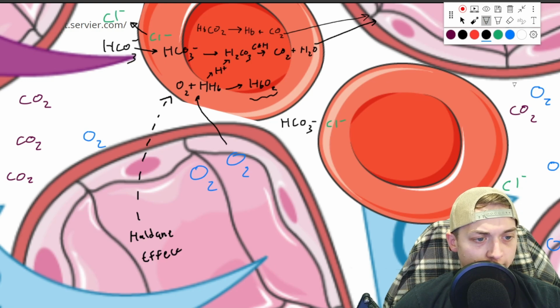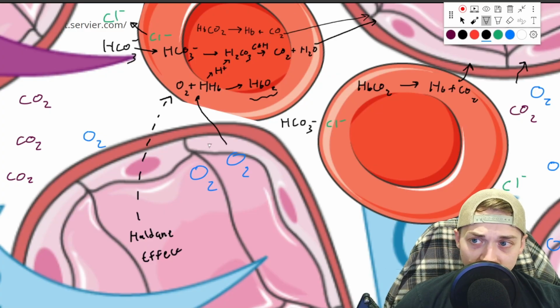So remember, you have about like 3% of our CO2 waste products is going to be out here just dissolved in the bloodstream. This is just going to diffuse across. And then you got a certain amount, like 5%, is going to be in this carbaminohemoglobin form. So HbCO2. It's going to react together. You're going to get a hemoglobin molecule, and then you're going to get some CO2.